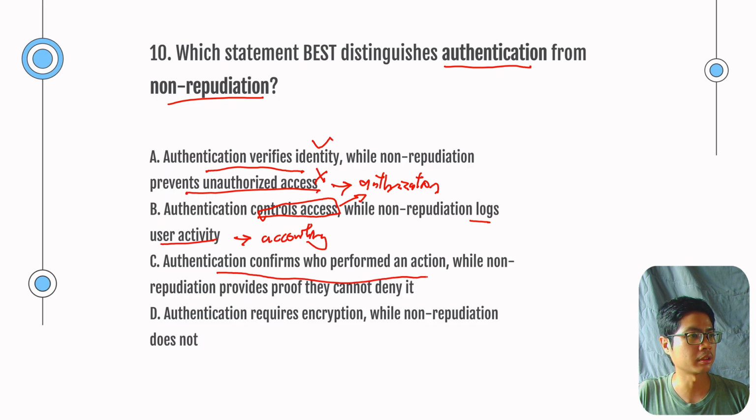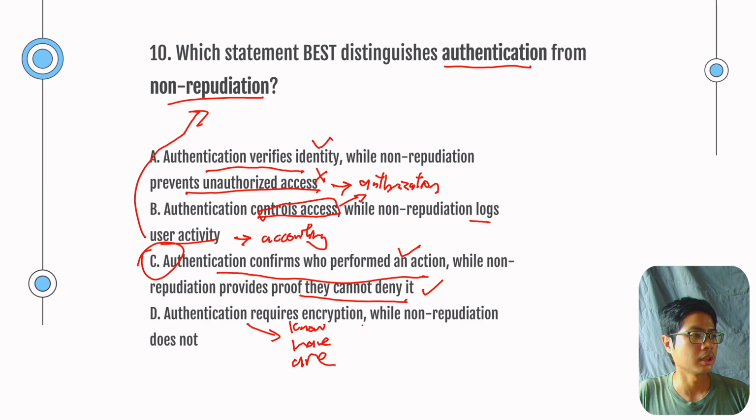Authentication confirms who performed an action. Sounds correct, because we can confirm the identity of the person that performed the action. While non-repudiation provides proof that they can't deny it. This is correct as well. So this looks like our answer for question 10. Let's quickly take a look at the last option. Authentication requires encryption. Not really. We've shown that authentication is actually what we know, what we have, and what we are. So this is not correct as well. So the answer for question 10 is C.